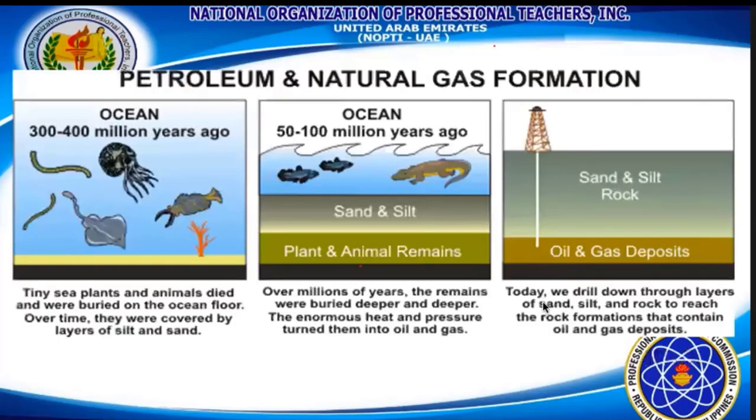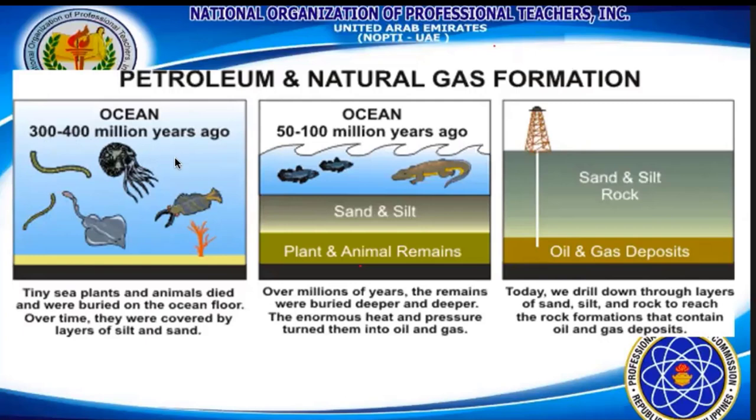Let's take a look at this. Petroleum and natural gas formation. So, petroleum, or commonly called crude oil, is a natural flammable liquid hydrocarbon mixture found beneath the surface of the earth, in between the layers of rocks. Kaya nga, diba, yung mga oil company, nagdi-drill sila. Kasi sobrang lalim yung deposits. So it was formed from the decay of remains of microorganisms that lived millions of years ago, that were subjected to extreme heat and pressure.